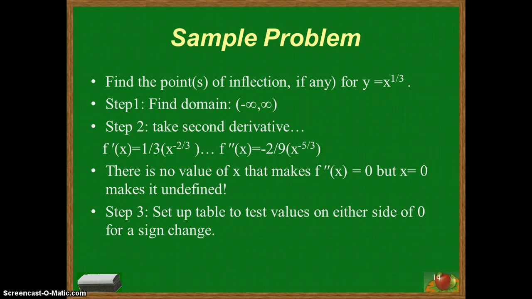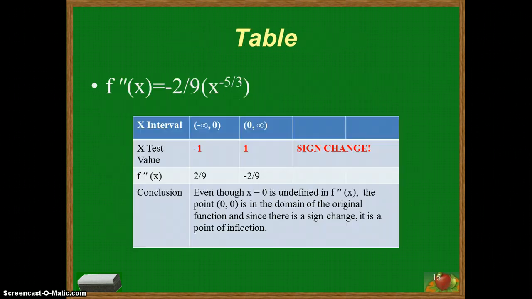It's clear that there's no value that will make that equation 0, but there is a value, namely x equals 0, that makes it undefined, because you'd be dividing by 0. So this is the point we want to look at. Set up tables to test values on either side of 0 for a sign change.